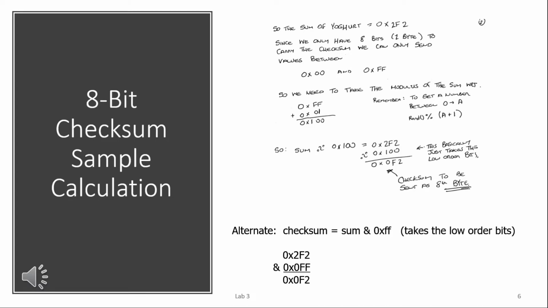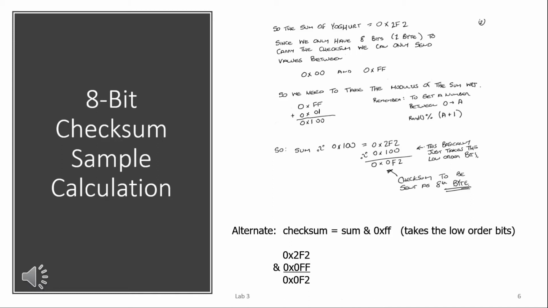So again, this modulus operation basically takes the low order bits, because 2 mod 0 is 2, F mod 0 is F, 2 mod 1 is 0. So 2F2 mod 100 is F2, which is basically taking the low order bits.